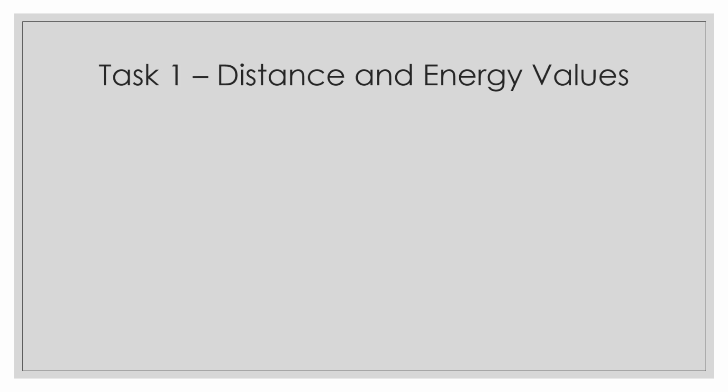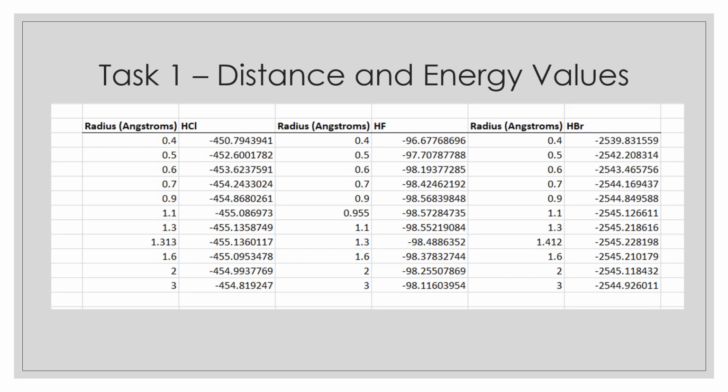The final part of the first task was to put the proposed systems through Orca with differing bond lengths, or radiuses, and obtain the single point energies from each calculation, and plot them in a graph. This is the raw data that was obtained, and from which the graphs were drawn.